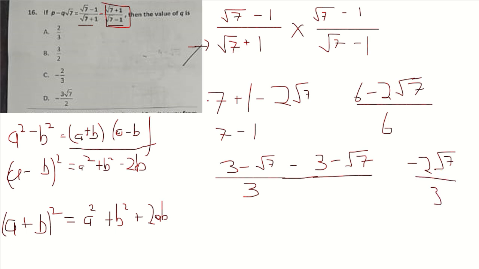Now this is not of the form p minus q root 7, but we can say that negative 2 root 7 upon 3 is 0 minus 2 root 7 upon 3. And we need to find q. Now the q root 7 is 2 by 3 root 7. Therefore q will be option A, 2 by 3.